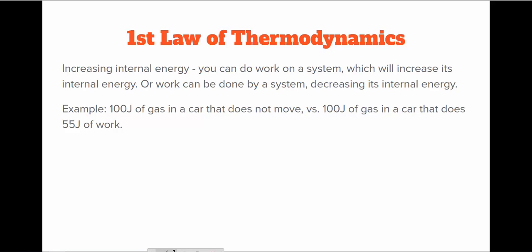You have 100 joules of gas in a car, but it doesn't move, versus 100 joules of gas in a car that does 55 joules of work. If you have 100 joules of gasoline in the car and it doesn't do anything, in the end you still have 100 joules of gas in the car. But if the car starts to move and does 55 joules of work, you can ask, what's my total energy? It's still 100, but 55 joules of work was used to make the car go forward, which means you would only have 45 joules left in the gas tank.